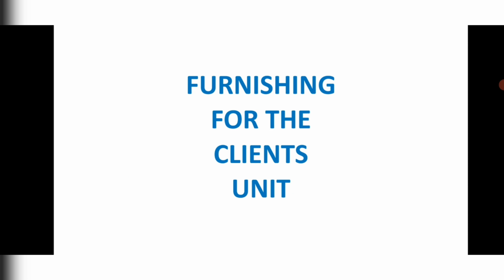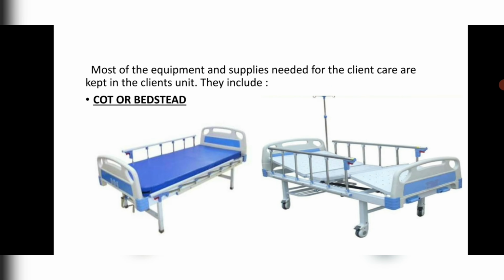Next, furnishing for the client's unit. Client's unit is the area furnished and equipped according to the necessity for the care of the client. Most of the equipment and supplies needed for the client care are kept in the client's unit. They include, first one is cot or bedstead.